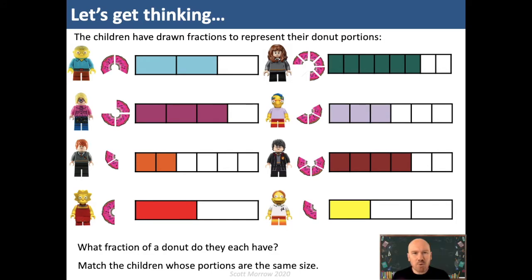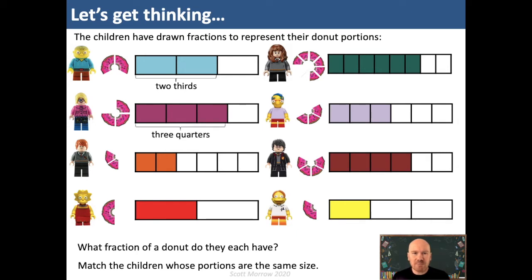Let's look at Ralph's portion to begin with. His donut has been split into 3 equal parts, so each of those parts are thirds. He's only got 2 of those parts, so we can say that Ralph has got 2/3. Next, let's look at Luna. Luna's donut has been split into 4 equal parts, so Luna's got quarters. She's only got 3 of those 4 parts, so Luna has 3/4.